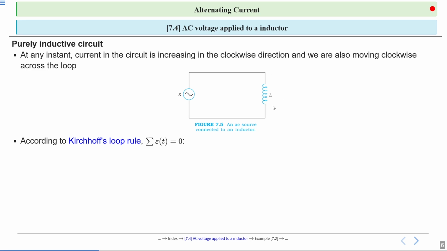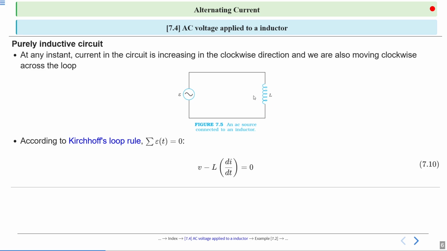So the EMF induced is equal to minus L di by dt. The EMF is induced in the opposite direction, opposing the increase in current. So epsilon equals minus L di by dt, and it will be added up like this. We are moving clockwise, considering this voltage V, and we have reached this L.